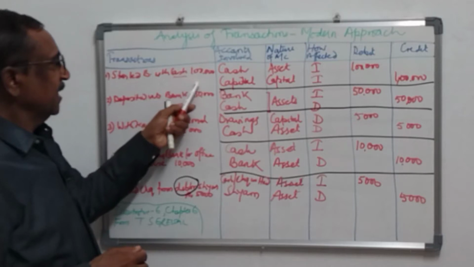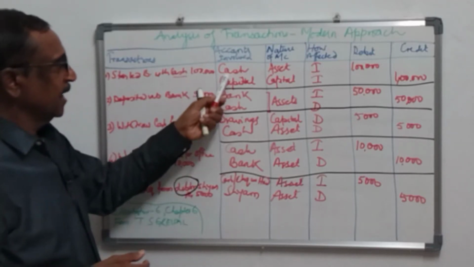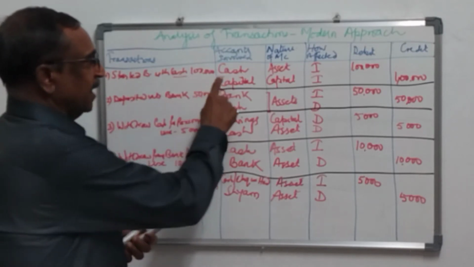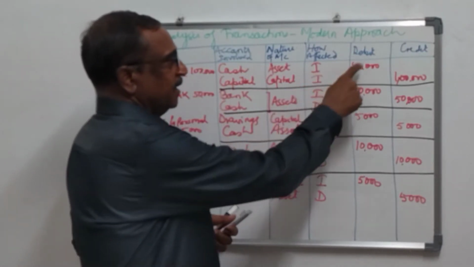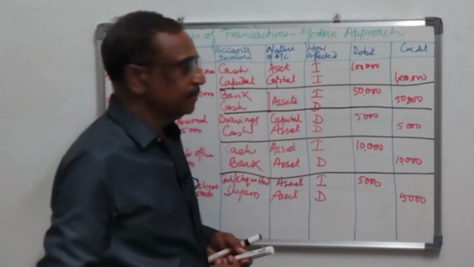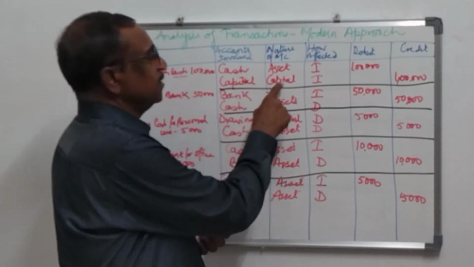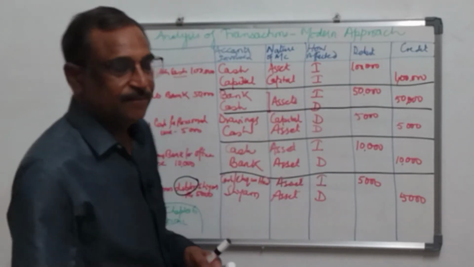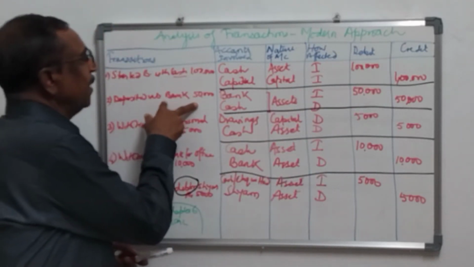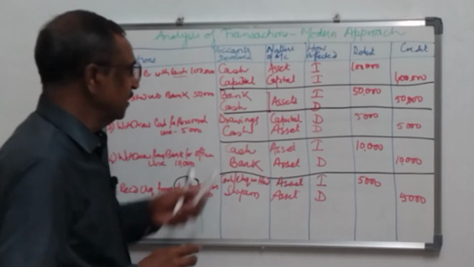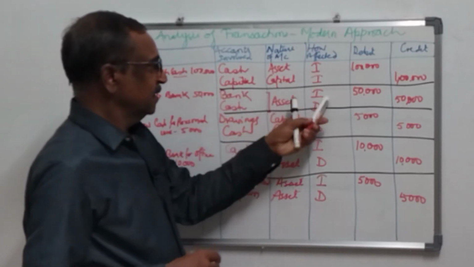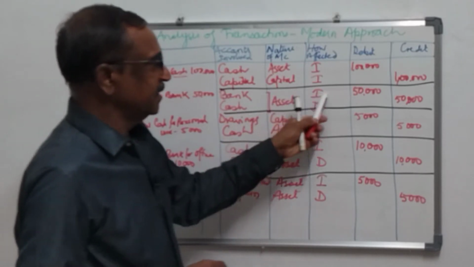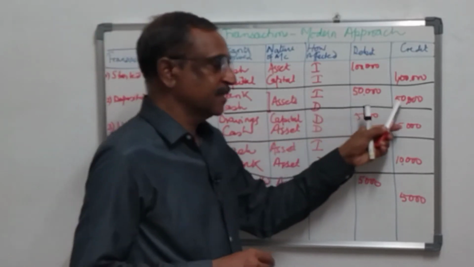Started business with cash 10,000. Cash and capital, these are the two accounts involved in this transaction. Cash being an asset is increasing, hence will get debit. Capital is increasing, and increase in capital is credited. Deposited into bank. When you deposit money in bank, your bank balance increases and cash balance decreases, and both are assets. Increase in asset is debited and decrease in asset is credited.